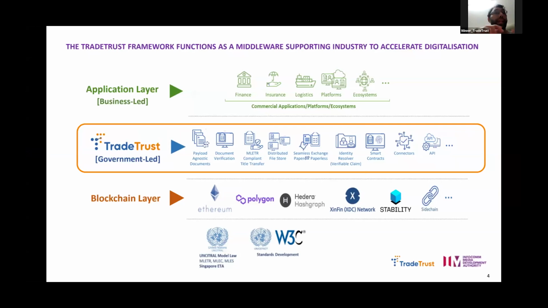Just to clarify, TradeTrust as a framework is not a product. We do not eat into the business layers. It sits as a middleware, as an adapter, plugging into public blockchain. So we neither operate the blockchain nor do we encroach into the business aspect. We operate as a middleware, as an adapter to allow the applications and platforms that are already there. So we aim to support industry to accelerate digitalization, ensuring that everyone can digitalize in a fair and appropriate manner.